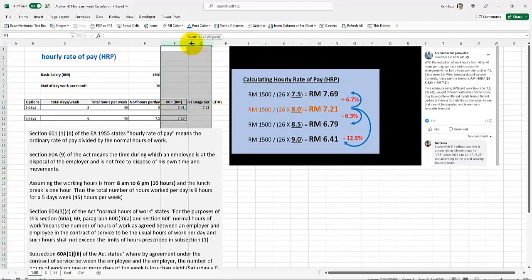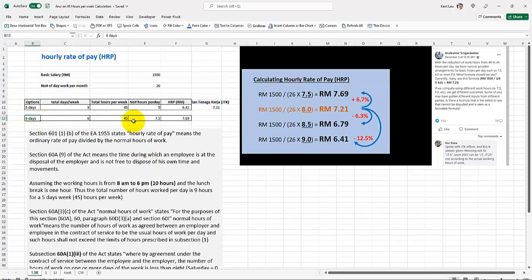So either 6 days or 5 days. If it's 6 days, then the hourly rate is 7 ringgit 69, and if 5 days, that is 7 ringgit and 21 cents. This is for 8 hours.